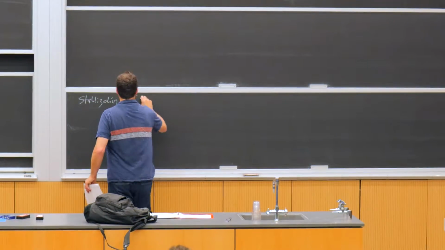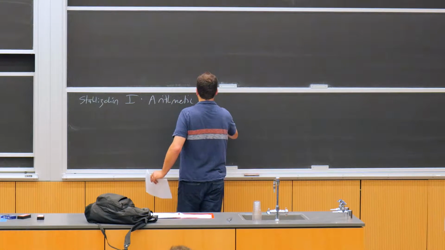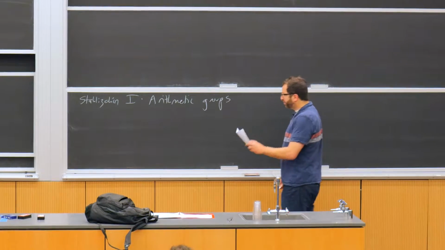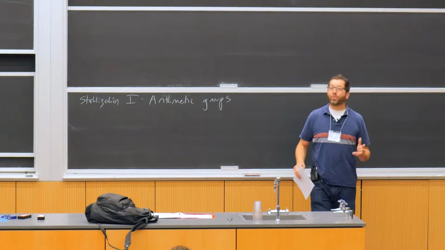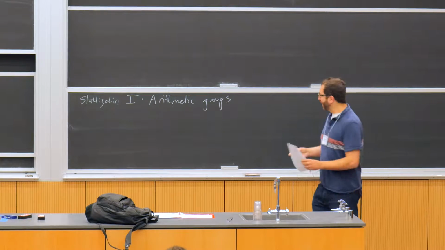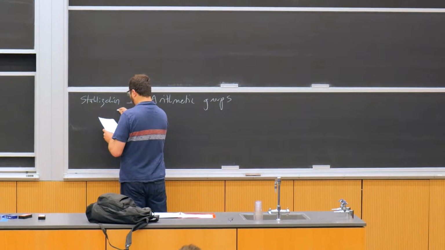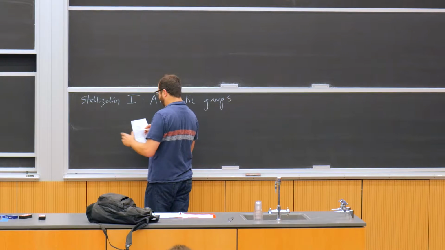Stabilization 1: arithmetic groups. So as number theorists, if we're going to be number theorists for a minute, our favorite groups are the arithmetic groups, right? So let's see what this says about the arithmetic groups that we love.